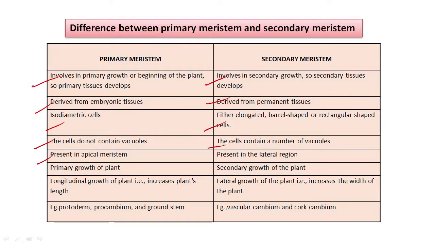Primary meristems are present in apical meristem. Secondary meristems are present in the lateral region. Primary growth of the plant occurs due to primary meristem. Secondary growth of the plant occurs due to secondary meristem. Longitudinal growth of the plant, or increase in the plant's length, occurs due to primary meristem. Lateral growth, that is increase in the width of the plant, occurs due to secondary meristem. Protoderm, procambium and ground meristem are primary meristems, whereas vascular cambium and cork cambium are secondary meristems.